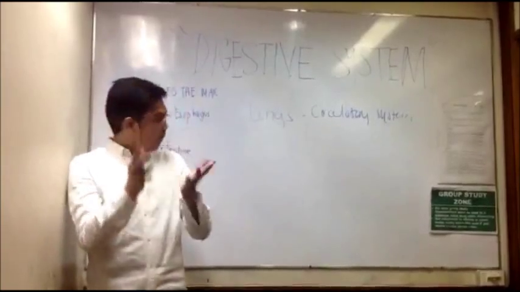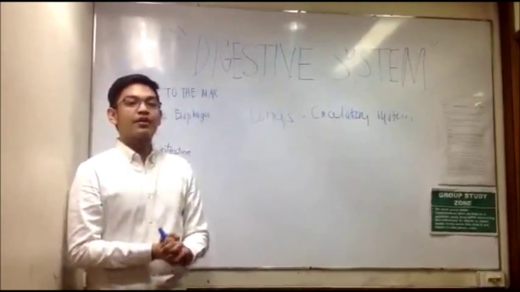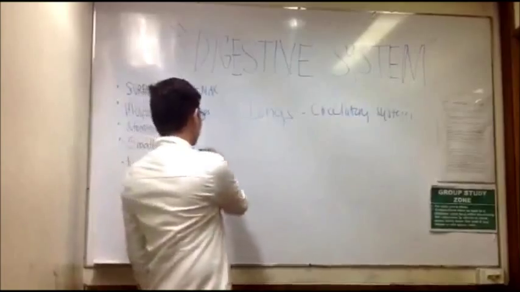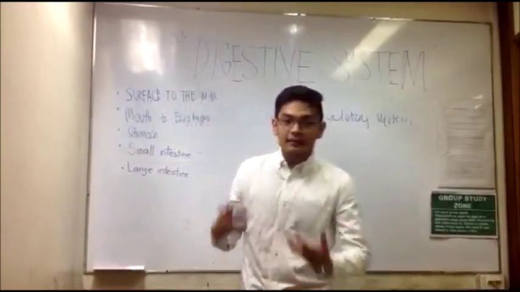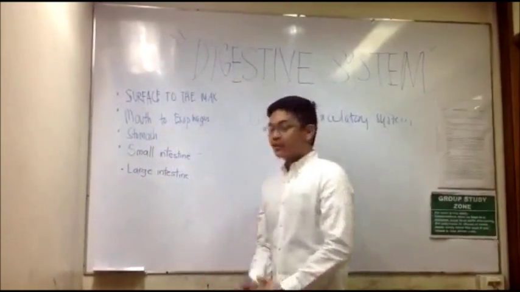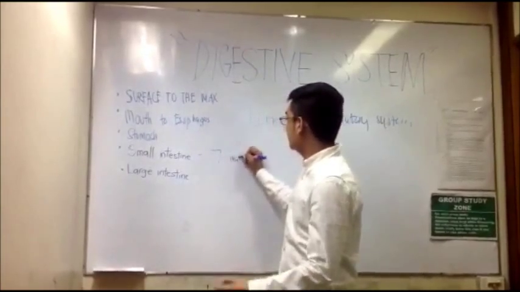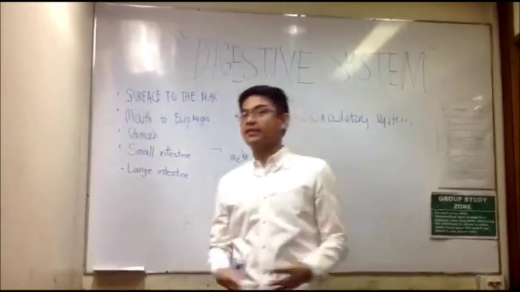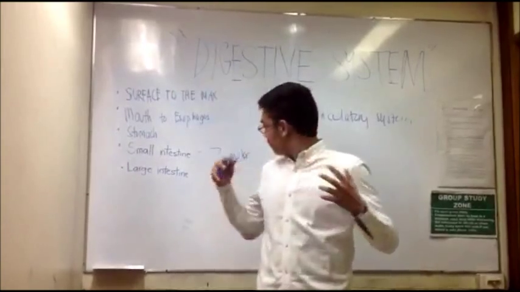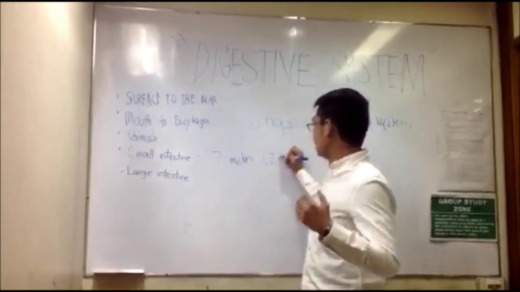Now, most of the absorption of nutrients happens in our small intestine. This is the small intestine, and it is about 7 meters long. 7 meters is approximately 23 feet. That's 23 feet.